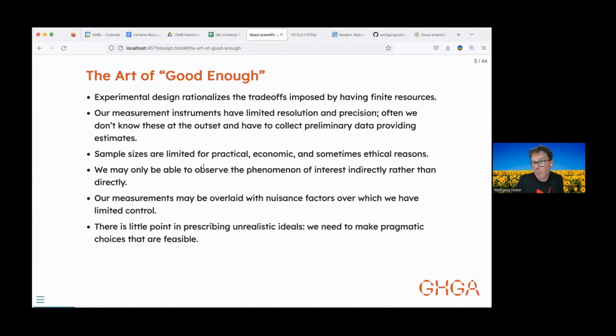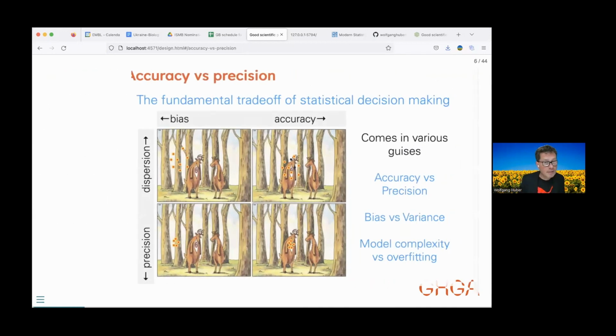Sometimes we cannot measure what we want to see directly, but we have to take indirect evidence. Let's say we have a reporter of some pathway, or some endpoint for a disease that we want to measure, and we need to take that into account. Often there will be nuisance factors or noise over which we have limited control, so we cannot really prescribe unrealistic ideals. We always need to make pragmatic choices that are feasible and give us good enough results.